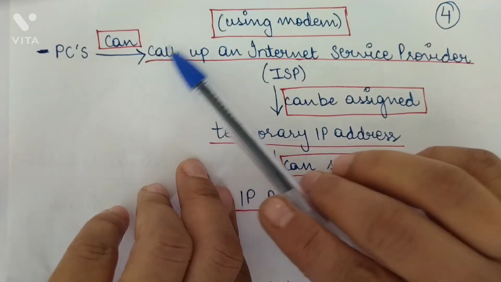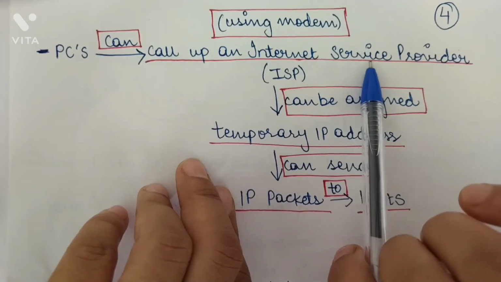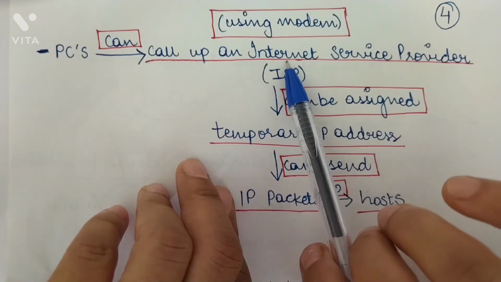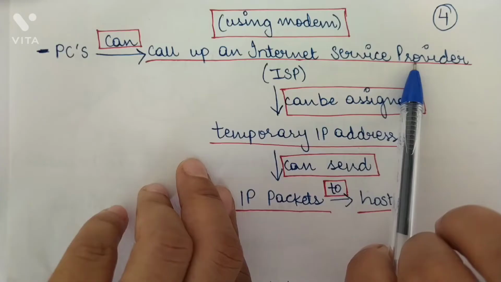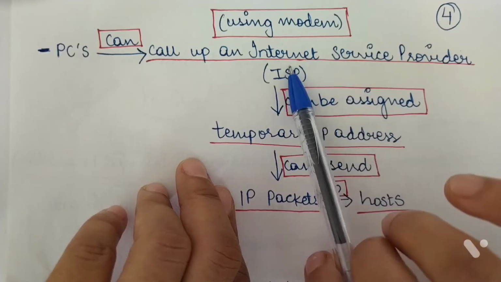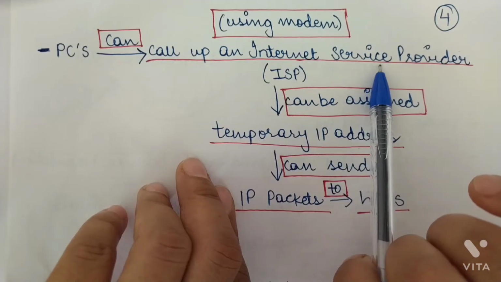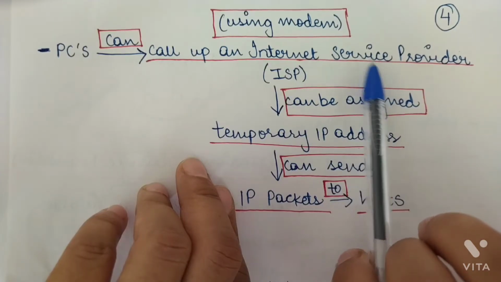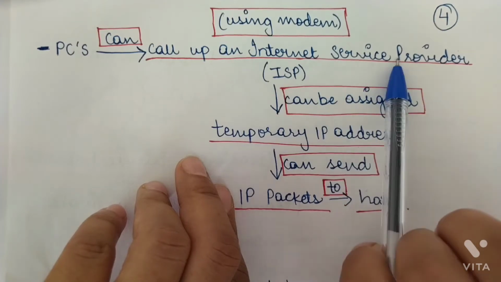Then if a PC has a modem, using the modem, this PC can call up an internet service provider. Now what are internet service providers? Internet service providers are the companies which provide you internet. You pay them monthly charges or on whatever basis, and then these companies provide you the internet. For example, if you have a broadband connection of Airtel, then Airtel would be your internet service provider. If you have a broadband connection of say BSNL or any other company, then that company would be your internet service provider. So in simple language, any company which is providing you with internet for the charges that you pay is your internet service provider, right?